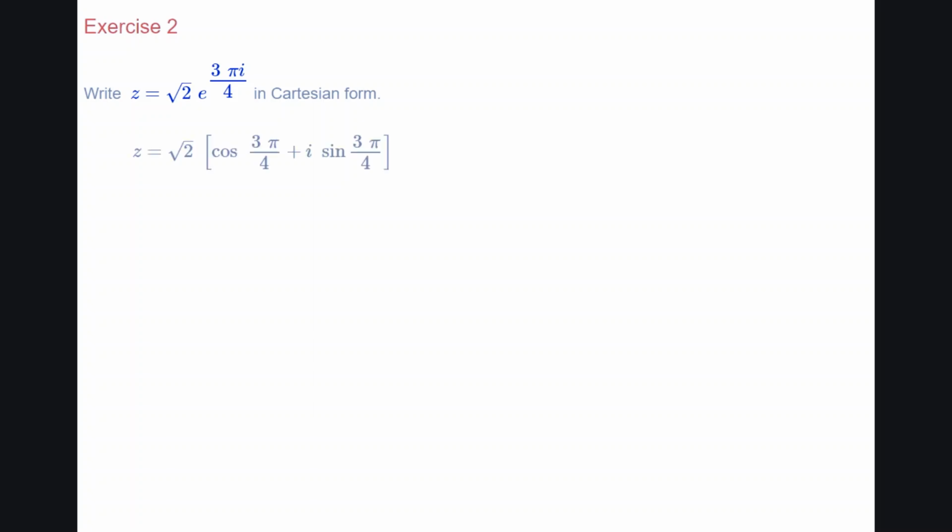What you should have written is that z equals root 2 outside of all of cos 3 pi on 4 plus i sine 3 pi on 4. And then that becomes the square root of 2 outside of all of minus cos pi on 4 plus i sine pi on 4. Put in the exact values for cos pi on 4 and sine pi on 4, and it all comes down to z equals minus 1 plus i.